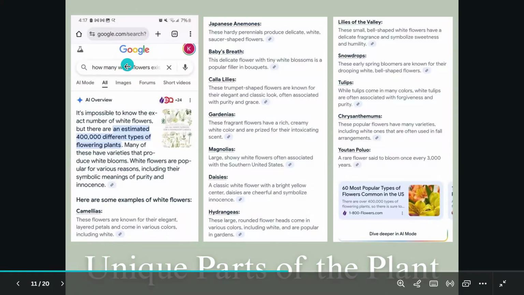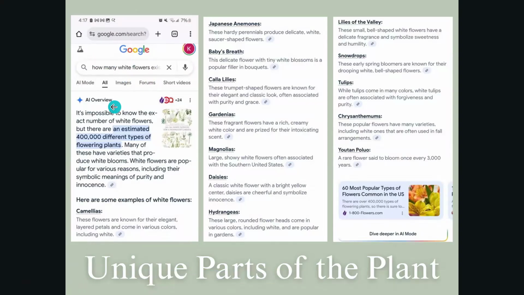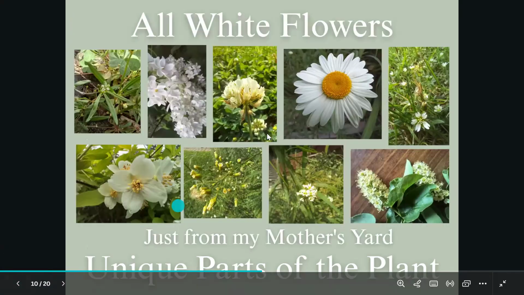So I went to my browser again. How many white flowers exist? And it said it's impossible to know for sure how many there are, but it's estimated 400,000 different types of flowering plants that produce white blooms. And I had previously looked up how many different types of daisies alone there were, and it said I think it was 1,000 plus just of daisies alone. So lots and lots of varieties. I can't even imagine classifying all of them because this was literally just from my mother's yard.